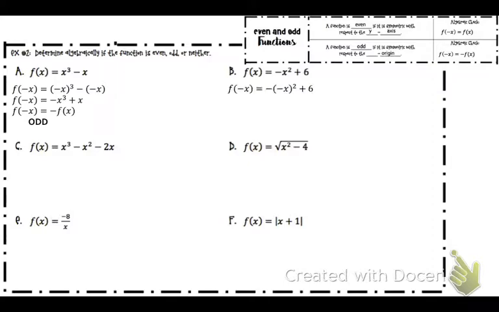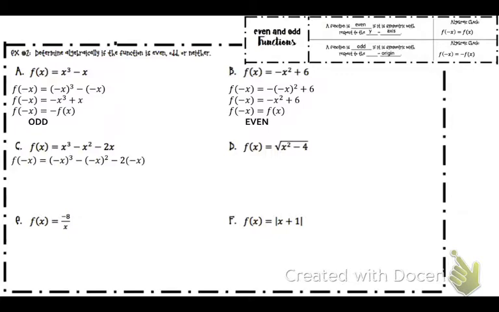Let's look at b. I'm going to plug in negative x for that. Negative x squared is just x squared, so that's negative x squared plus 6, which is the same thing we started with, so that is even. Okay, let's look at c. Plug in negative x again.